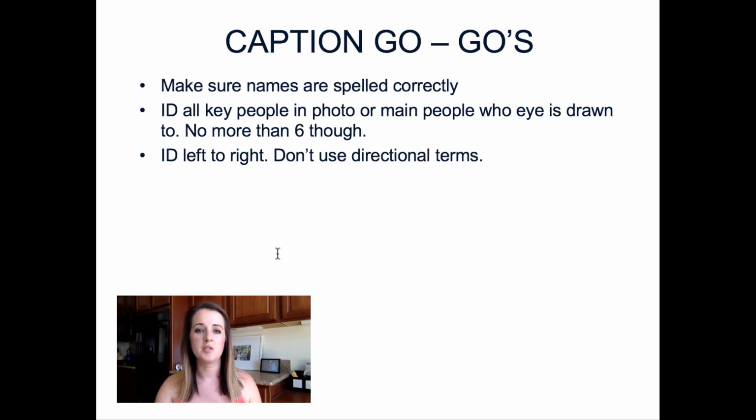All right, some caption go-go's. Always make sure names are spelled correctly. ID all people in the photo up to 6 people. If it's over 6, then we just want to do the key players. When we ID, we move left to right. That's because that's the way that we read things, and we don't need to use directional terms because in America, we read things left to right, and we know that because of the way things are commonly structured.